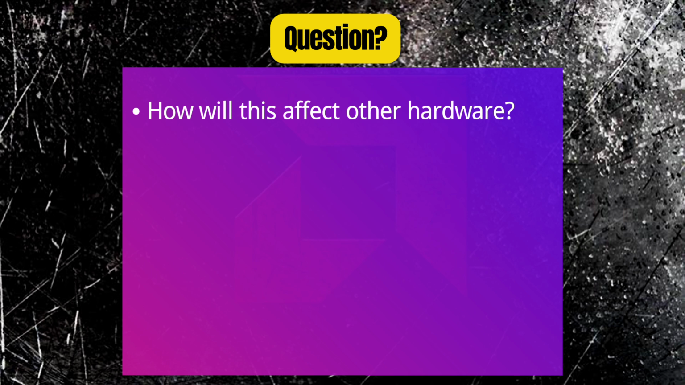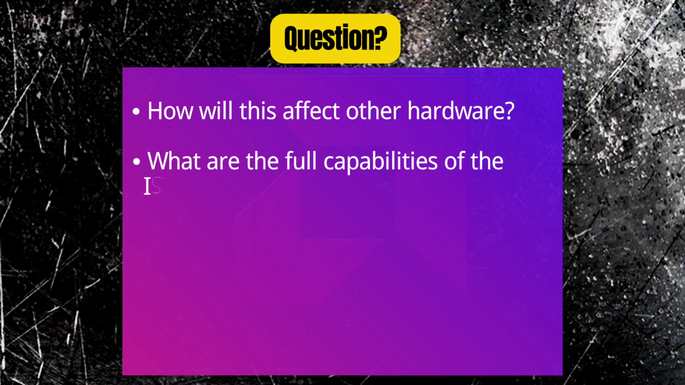The second question is, what are the full capabilities of the ISP4 hardware? We understand that the changes are aimed at offloading webcam tasks, but what other image processing functions can the ISP handle, and will these be exposed to user space applications on Linux?